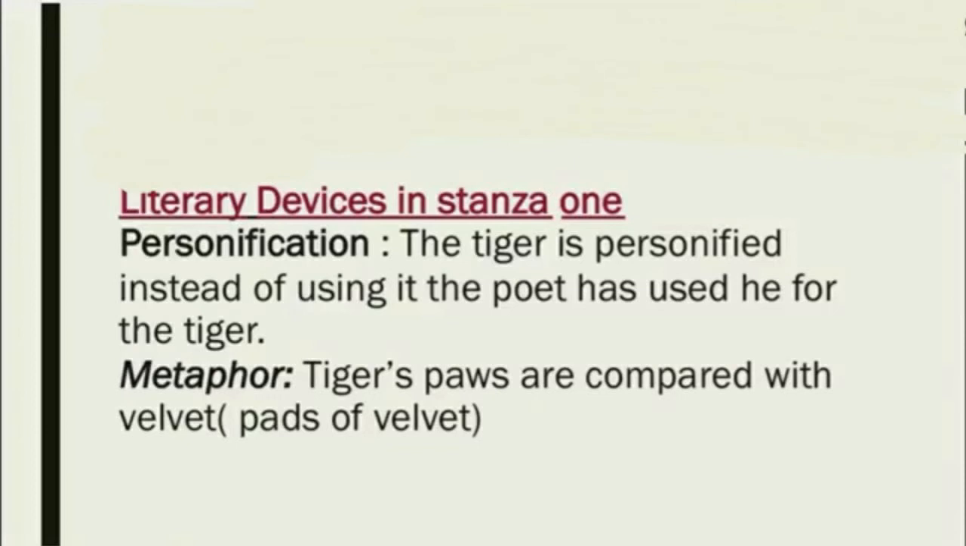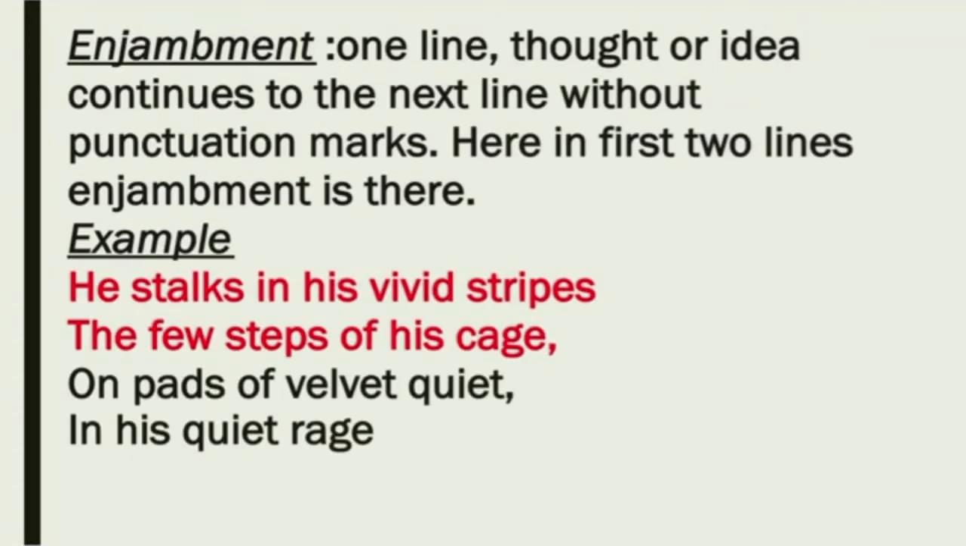The second poetic device is metaphor. Tiger's paws are compared with velvet. Here tiger's paws are related to velvet, pads of velvet. Okay, now next is enchantment. Now what do you mean by enchantment? It is also one of the poetic devices. It means one line, thought or idea continues to the next line without any punctuation marks. I repeat, one line or thought or idea continues to the next line. Means one line is there and a second line is there. The first line is without any punctuation mark. So when two lines like this appear, it comes under enchantment.